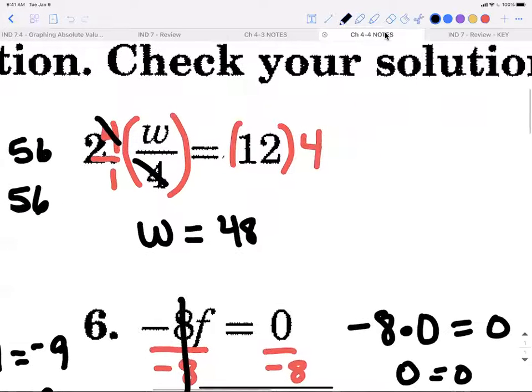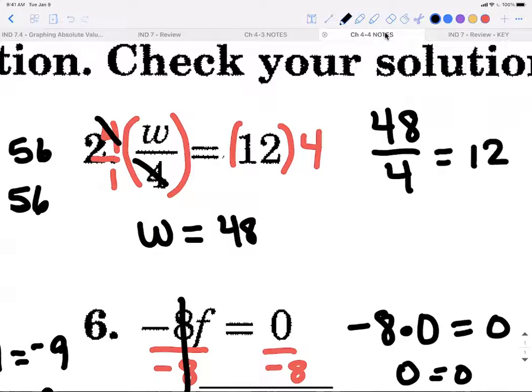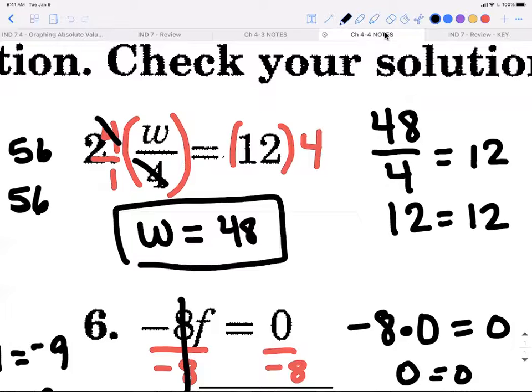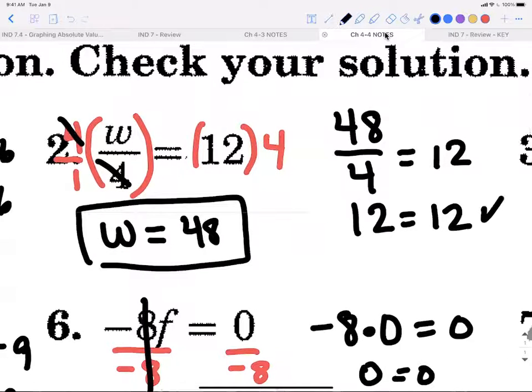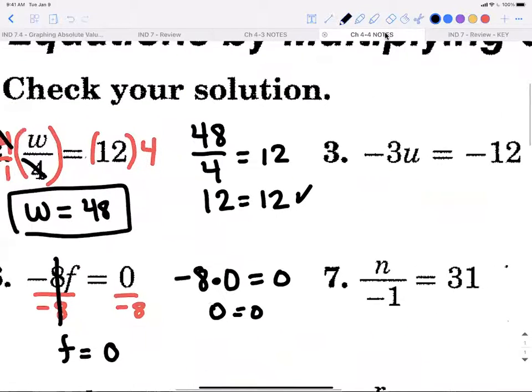And then to check it, where your W is at in the original problem is on the top of a fraction. So we put our W value, which is 48, in the top of the fraction. And then if you punch in your calculator 48 divided by 4, you do get 12 equals 12. So there's your answer, and there is your checking it. Okay, so if your original problem is multiplication, you divide by the coefficient. If your original problem is division, you multiply by the denominator. Okay, we'll do a couple more of these.